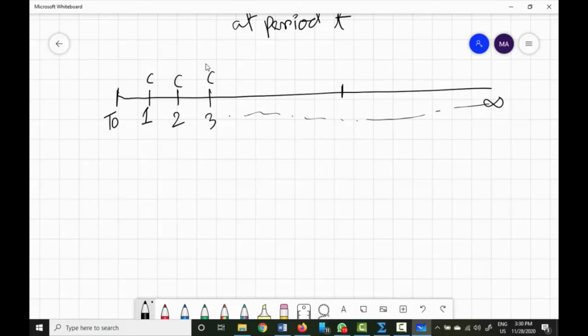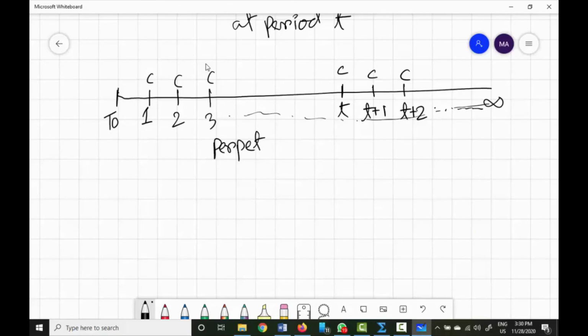After T plus 2 period also you will get C amount of cash flow, and like that up to infinite period. So let me write it in small letter. After T period you will get C amount of cash flow. After T plus 1 also you will get C cash flow. After T plus 2 period also you will get C amount of cash flow, and like that up to infinite period.